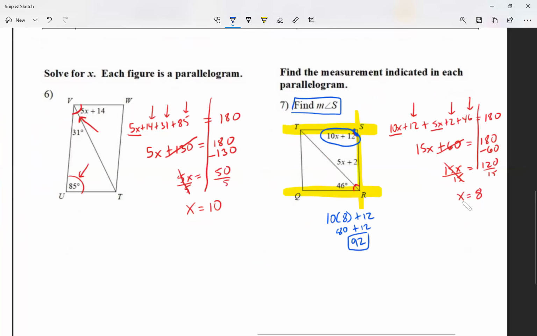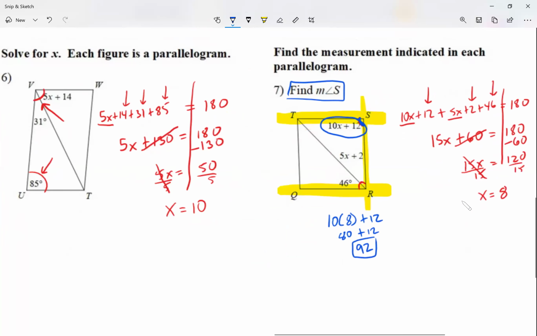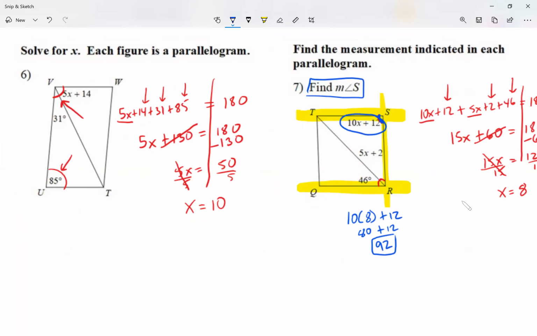So be careful. Some questions like number 6 are just going to ask you to solve for x. Solve for x and you're done. Questions like number 7, you're going to need to solve for x and then use that measurement to find the value that they're asking you for. They're asking me for the measurement of angle S, so solve for x to be able to solve for that.